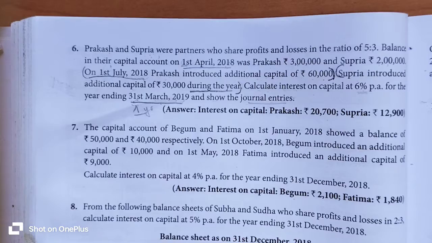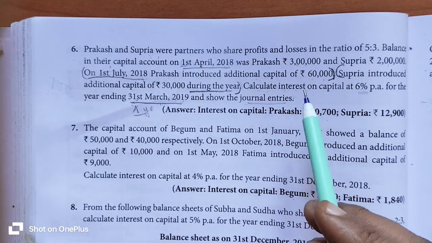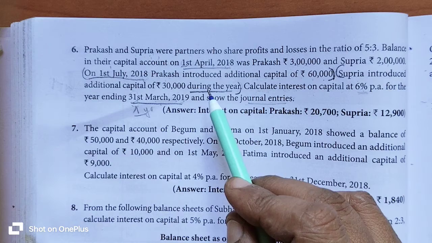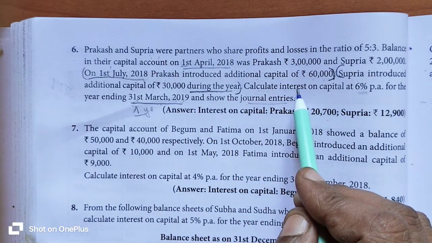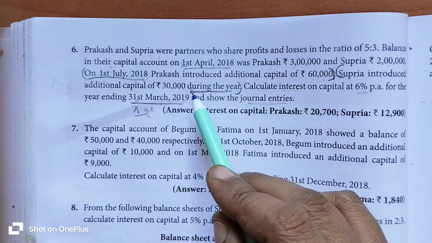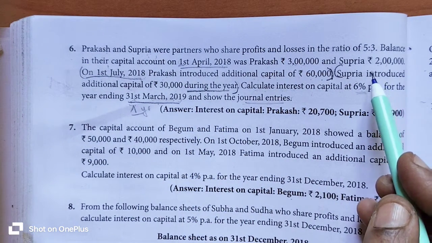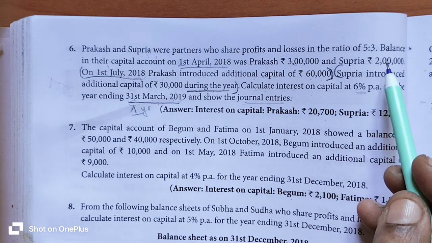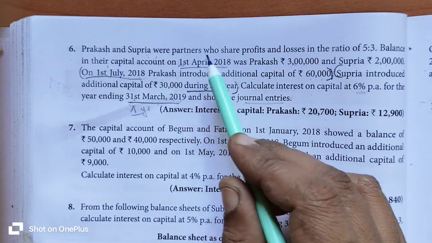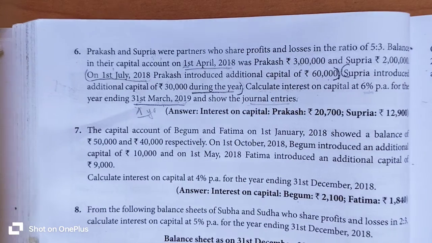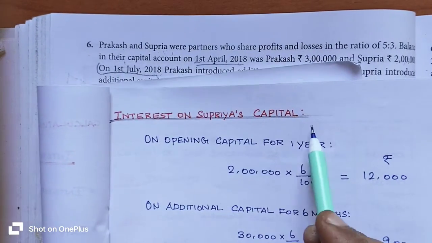Okay. So we calculated interest on opening capital and additional capital for Prakash. Now we are going to calculate interest on opening capital and additional capital for Supriya. So we have to take the interest on capital for Supriya.